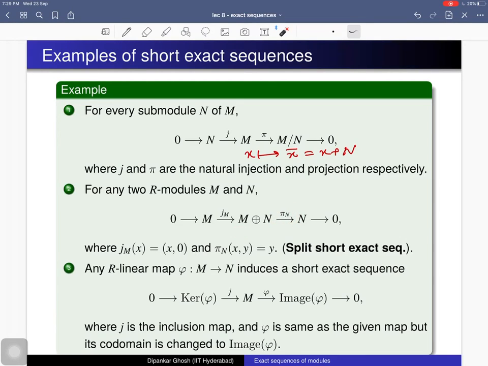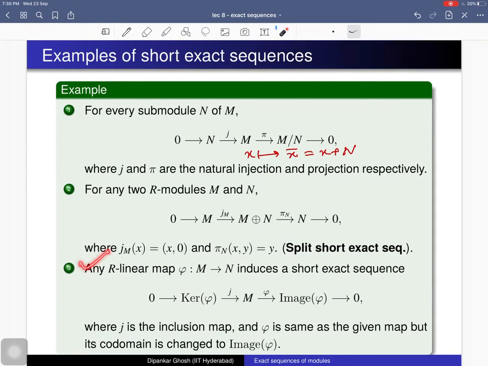This kind of short exact sequence we call a split short exact sequence, where the middle module is just isomorphic to the direct sum of these two modules. So, a short exact sequence is called a split short exact sequence if, up to isomorphism, it looks like this. We will define what a split short exact sequence is later in a more precise manner.